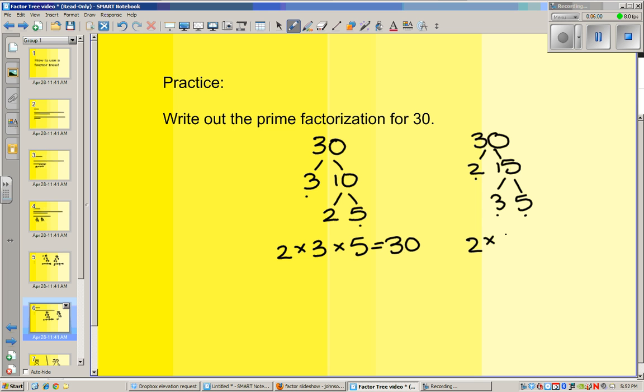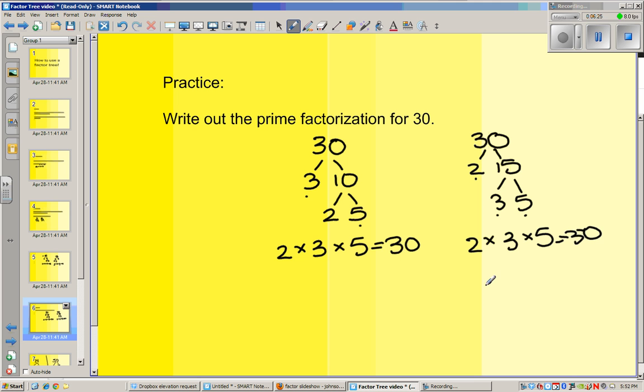Write them down in my factor string. 2 times 3 times 5. It's exactly the same as the one before. Equals 30. So you know that there's two different ways to get this prime factorization. You don't have to start with only one set of factors. You can use different ones and still get the same prime factorization. As always, you should check your work.